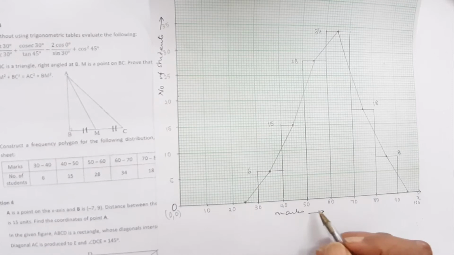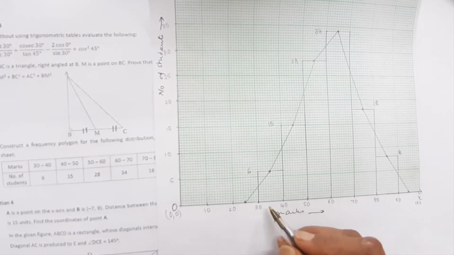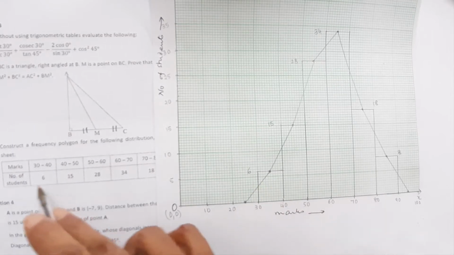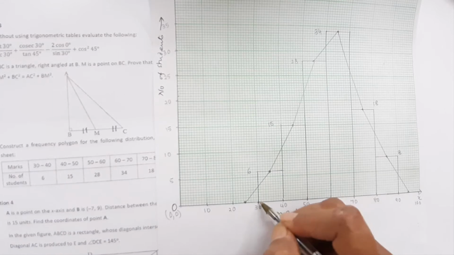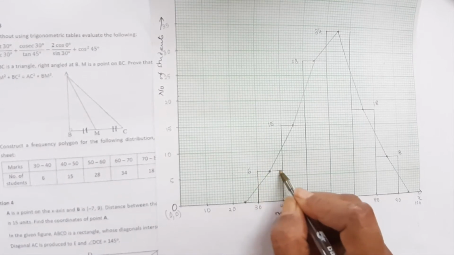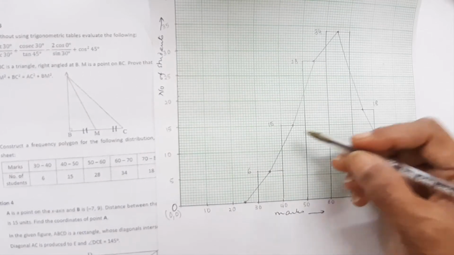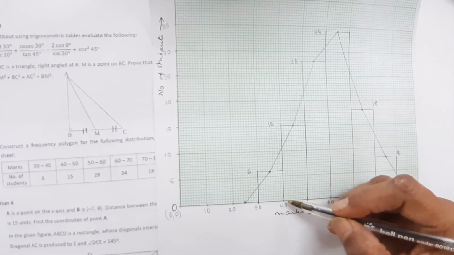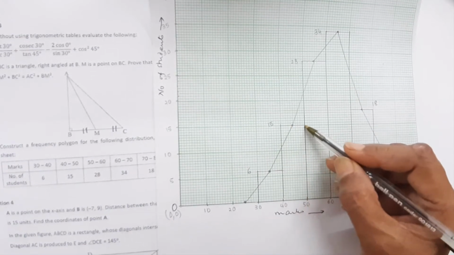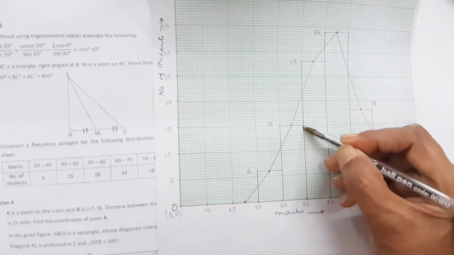In any case, marks are given as a group, so 10 to 20, 20 to 30. Now 30 to 40, the frequency, that is the number of students, is 6. So from here to here this is 5, and then 2 divisions, so that is 6. Now between 40 and 50 it is 15 students. So we come up to, this is your 10, this is your 15, and this is how we make the rectangles. All right, we come up to here.